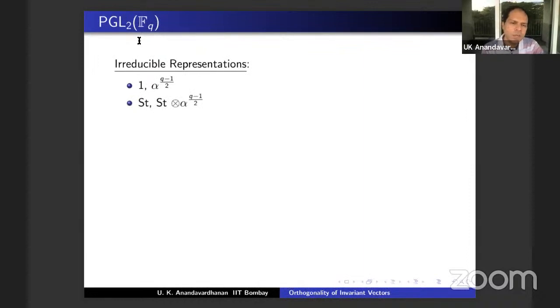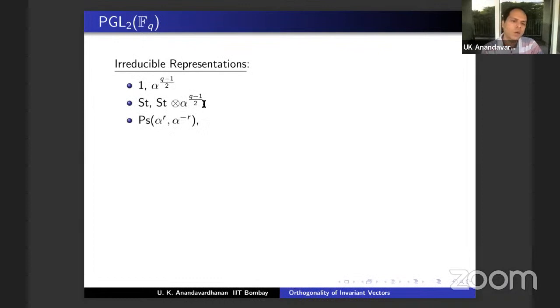There are two representations of dimension Q, listing all the irreducible representations. One is called the Steinberg representation, named after the famous mathematician Richard Steinberg. And then you can also take a character twist of that. So these two are there. Both of these are of dimension Q.